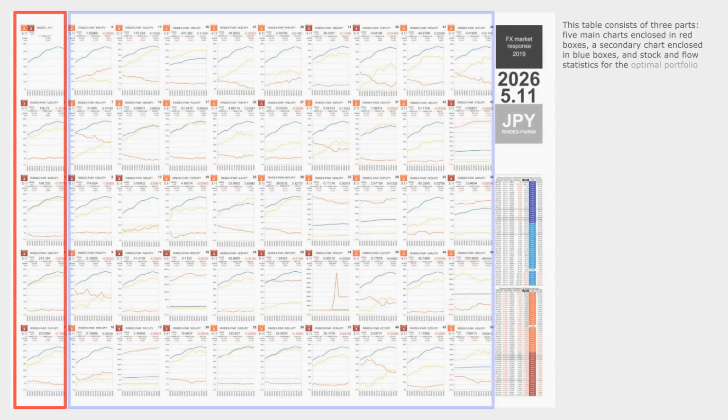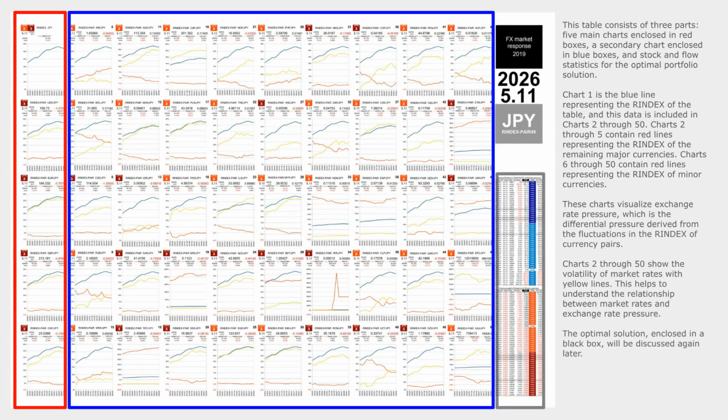This table consists of 3 parts: 5 main charts enclosed in red boxes, a secondary chart enclosed in blue boxes, and stock and flow statistics for the optimal portfolio solution. Chart 1 is the blue line representing the RINDEX of the table, and this data is included in charts 2 through 50. Charts 2 through 5 contain red lines representing the RINDEX of the remaining major currencies. Charts 6 through 50 contain red lines representing the RINDEX of minor currencies.